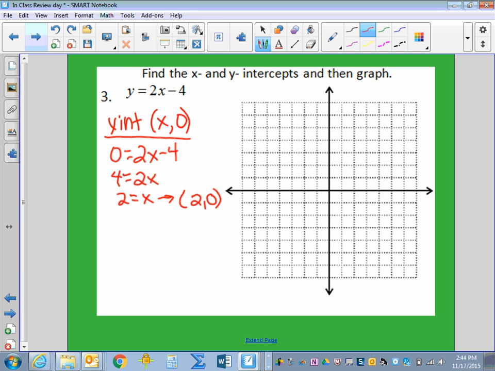So I took 0 for y, and I put it in. And then I added 4 to both sides. So I got 4 equals 2x. And then divide by 2.